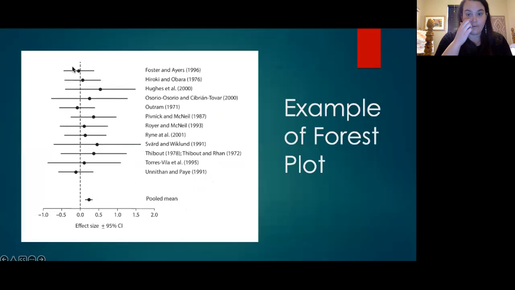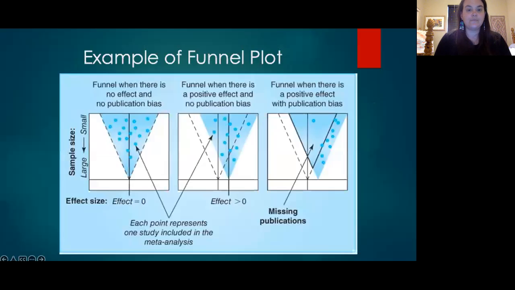Here's another example of a forest plot. And this shows that there are many, you can see some below the null, most of them above, and wide confidence intervals. And you see here a pooled mean. None of these are statistically significant. However, this one is, because there's a bigger sample size. So remember from your epi and biostatistics class, I hope, that as sample size gets bigger, error gets smaller, and your confidence interval decreases. And finally, here's an example of a funnel plot.